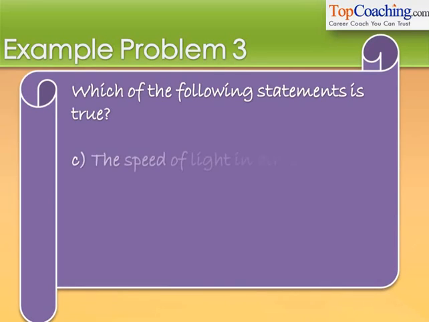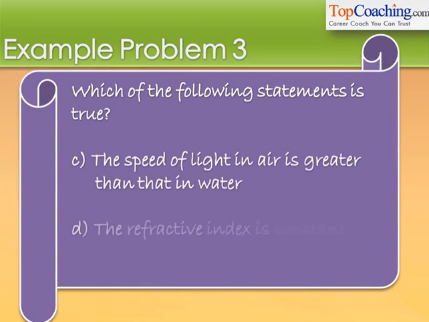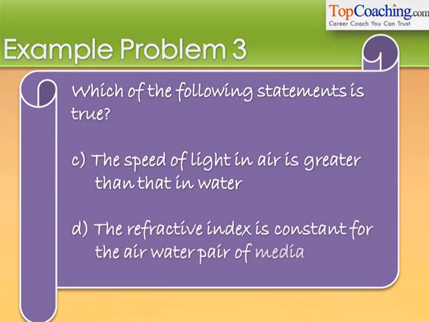Here's option C. The speed of light in air is greater than that in water. This option is again correct. You see, the refractive index of air is less than that of water. And we had read that, the lesser the refractive index, the greater the speed of light. Therefore, the speed of light in air is greater than that in water. The refractive index is constant for the air-water pair of media. This statement is also correct. After all, as I had said, for the same color of light, for 2 given pair of media, the refractive index is constant. So there you go. We've solved this problem.